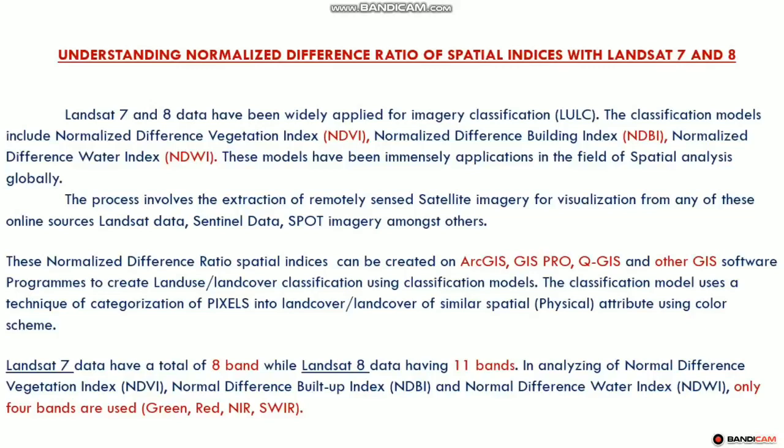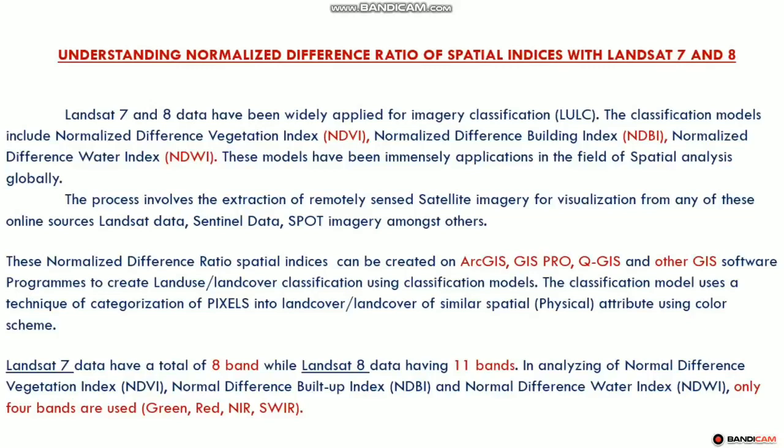Now, this model uses a technique. It categorizes pixelated image format, that is satellite imagery that covers the spatial data of a particular region or area of interest, and it uses the pixel to make classifications for the physical attributes, that is both the natural and anthropogenic features of the Earth's surface.